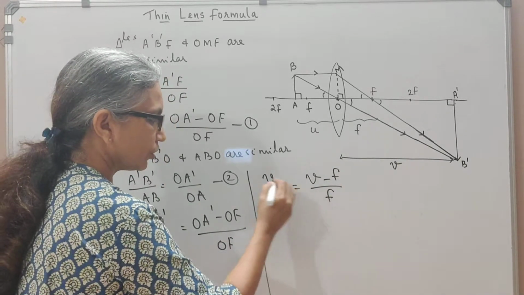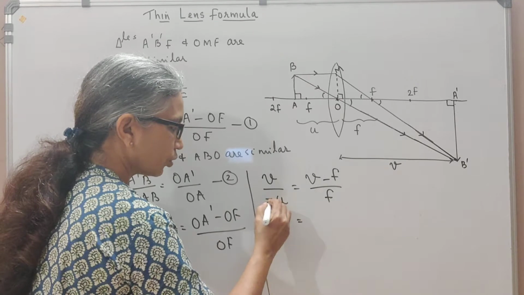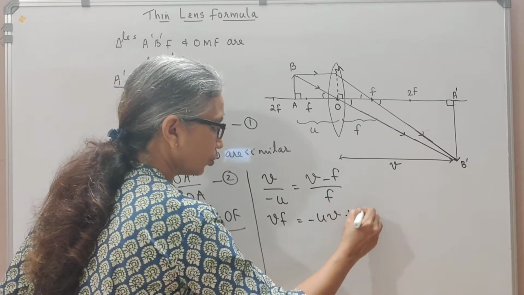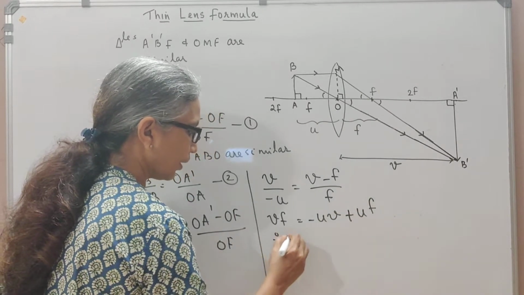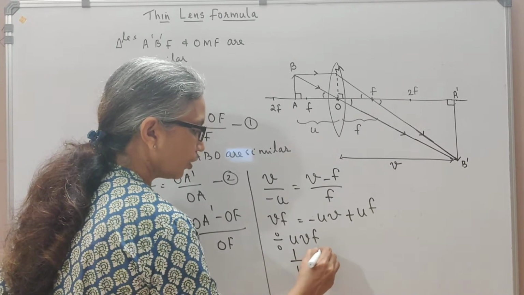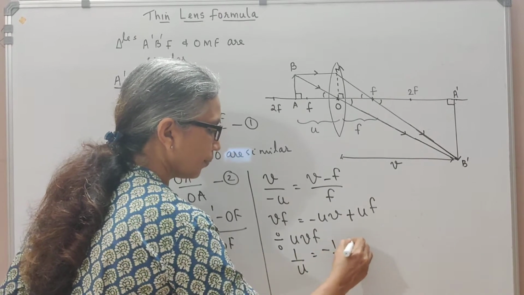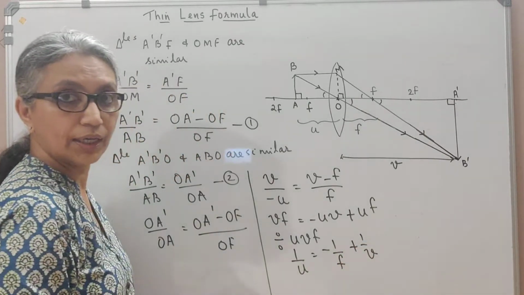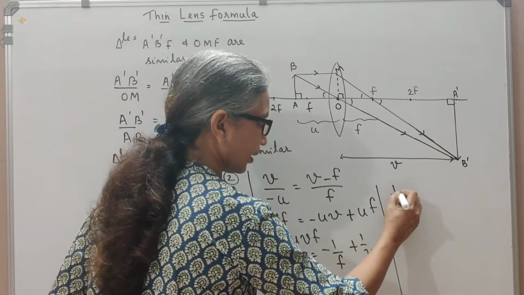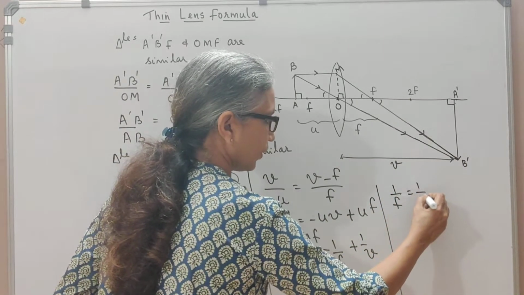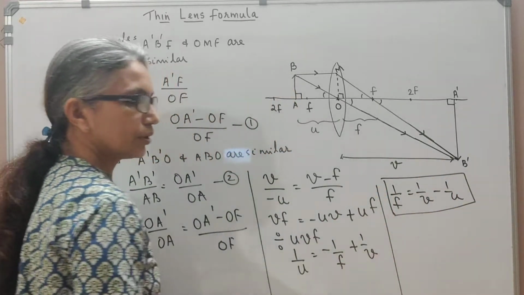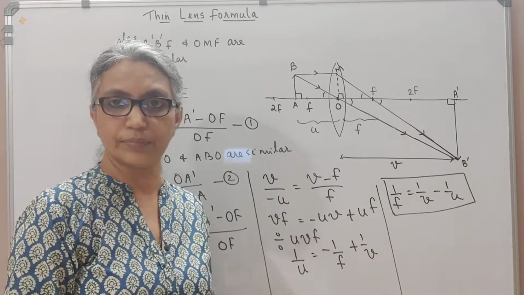I'll cross multiply. So this is vf equal to minus u into v minus uv, and minus into minus gives plus uf. If I divide throughout by uvf, this will be 1 by u equal to minus 1 by f plus 1 by v. Or I may rearrange this equation and write 1 by f is equal to 1 by v minus 1 by u. And this is the thin lens formula. So this is how you will arrive at the thin lens formula from the ray diagram.